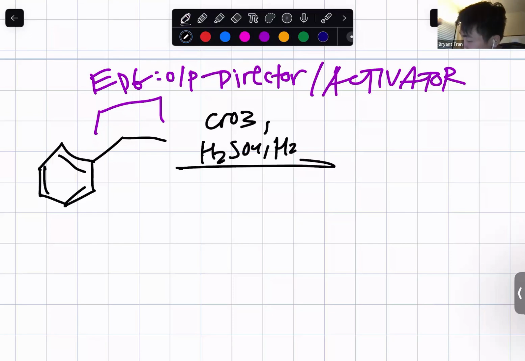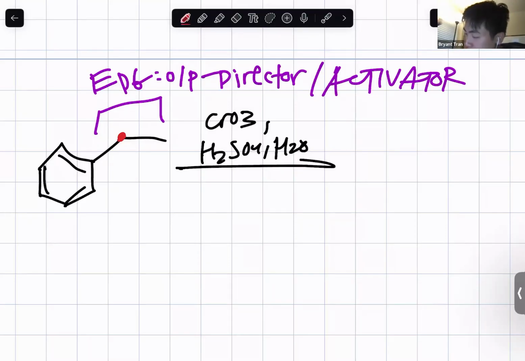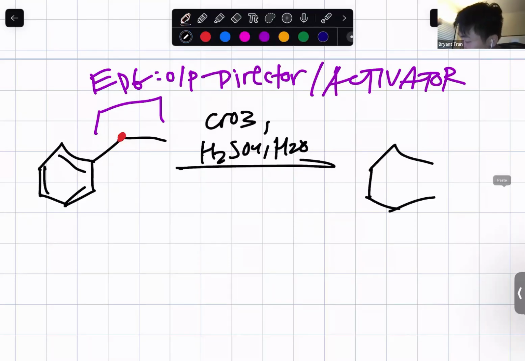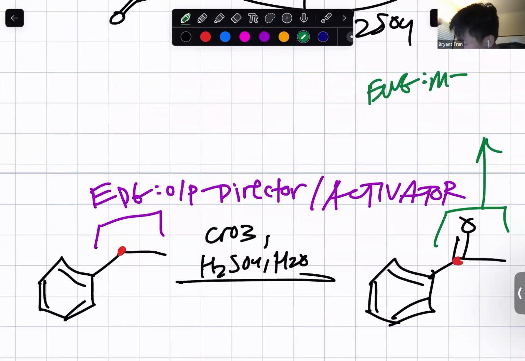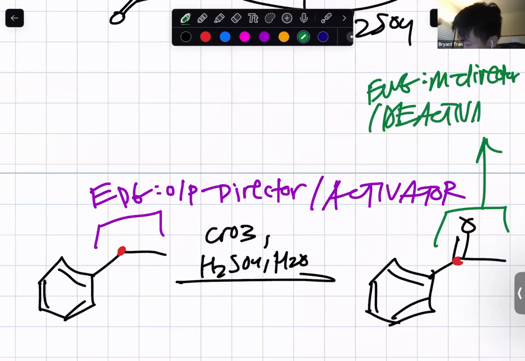If you want to make it into an EWG, you can do that by using Jones, CrO3, H2SO4, H2O, which will oxidize the benzylic carbon, the carbon attached to the benzene, to have a carbonyl, an acyl group. Like that. Don't need to know the mechanism, just know the transformation that it does. And we know that this right here is an EWG, which is a meta director, a deactivator.